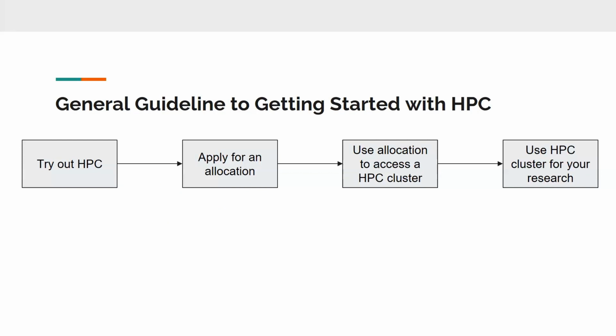So let me start with a general guideline of getting started with high performance computing. So first, just trying it out, see if it's necessary for the kind of problems you're trying to solve or the science that you are trying to do. This workshop is mainly to help you get started with that first step of trying out HPC. And then as we move forward, I'll explain the other 4 steps as well.